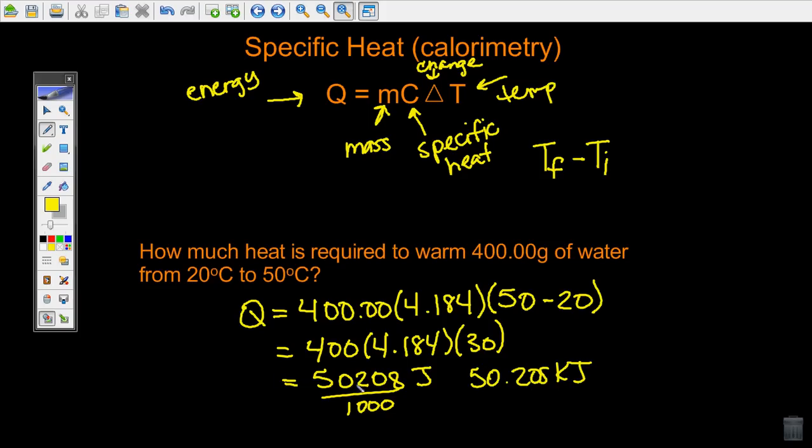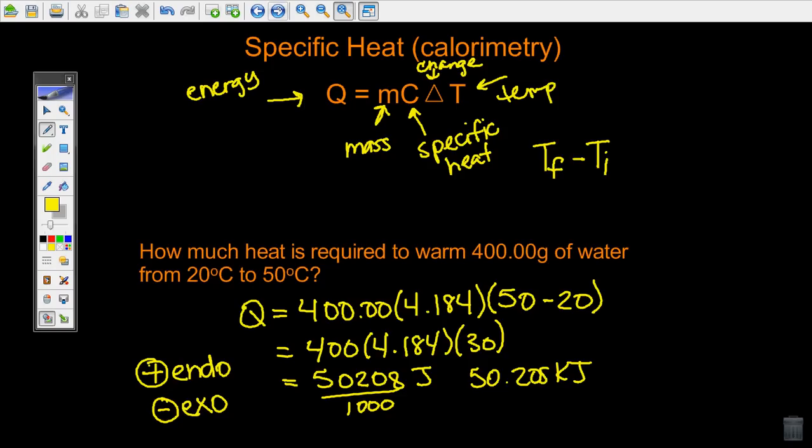kilojoules. Now if you look, this is a positive number. So if it's positive, that means it's an endothermic reaction. It absorbed heat, right? We're warming water, it's absorbing heat. If it was negative, it would have been an exothermic reaction. So you can tell what type of reaction it is by the sign of the number you get out of here.